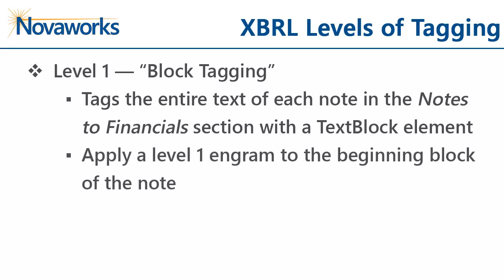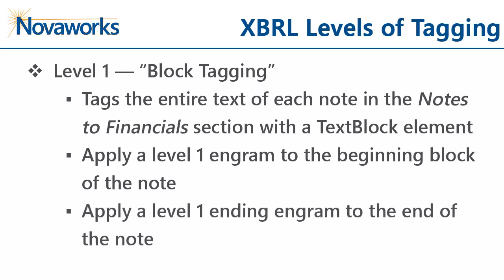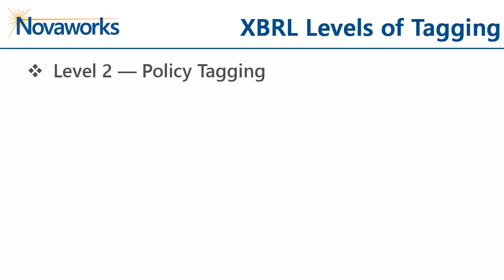For Level 1 tagging, you want to locate the beginning of the note and apply a Level 1 engram to it. Then you locate the end of the note and apply an ending engram to it. Next is Level 2. This is very similar to Level 1 in that you will be identifying the text and applying XBRL text block elements.